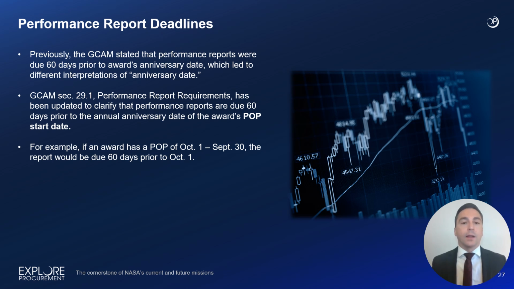Guidance has been clarified to state that performance reports are due 60 days prior to the annual anniversary date of the award's period of performance. So, for example, if an award has a period of performance of October 1 through September 30th, then annual reports would be due 60 days prior to October 1 of each year, which in this case is August 1st.